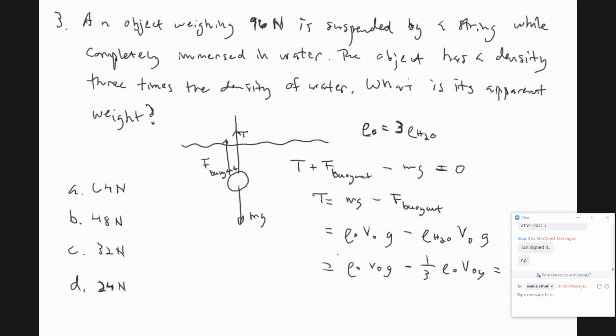But we know what that's equal to. That's 96 newtons. So 96 divided by 3 is 32. 32 multiplied by 2 is 64. Any questions on that?